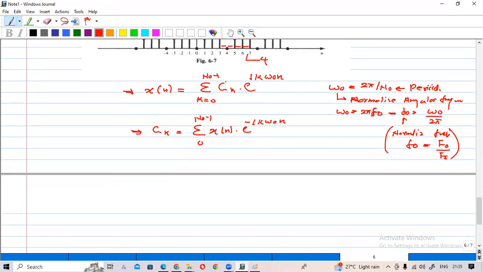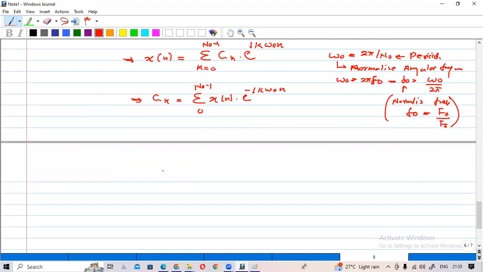Now you have found N naught. Now you can see that this k is from 0 to N naught minus 1 only. But in the continuous case, it is minus infinity to plus infinity. In discrete time, it is from 0 to N naught minus 1. You can understand later why. So it is enough to have k from 0 to N naught minus 1.